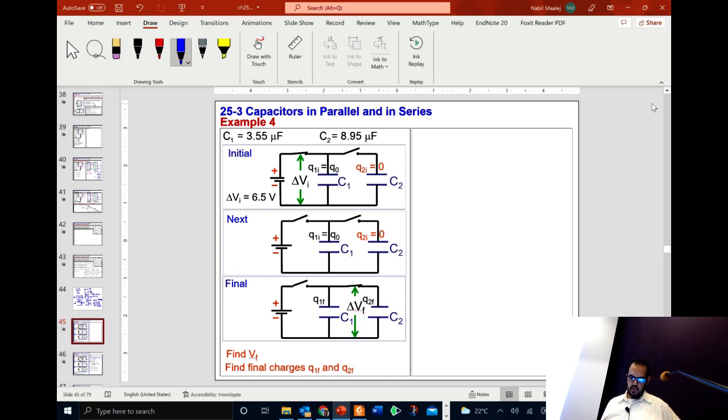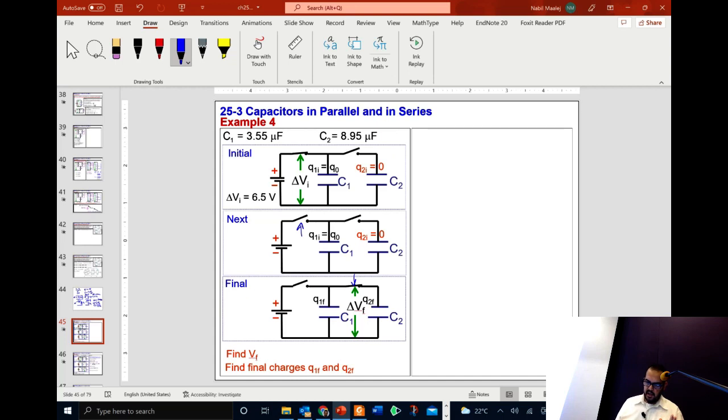Then what we do, we open the switch, which is between the battery and capacitor C1. So now capacitor C1 is charged and has the same potential difference as the battery, 6.5 volts. But then we close this switch. So now capacitors C1 and C2 are connected together, and we want to determine the final potential difference, V final, and the charges Q1 final and Q2 final.